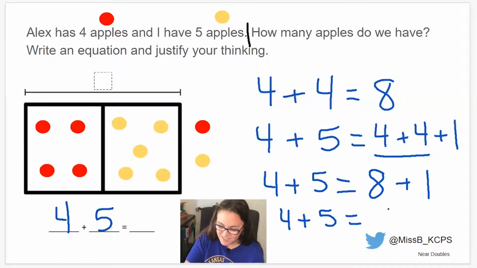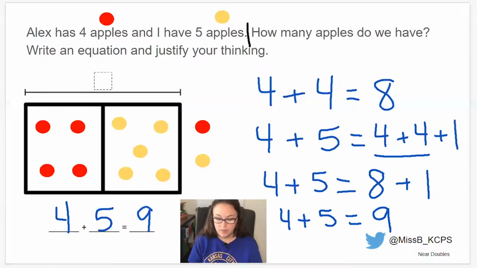That's right, 8 plus 1 is 9. So now I know that 4 plus 5 equals 9. And I used the near doubles facts to get to my answer. Let's go back to our equation underneath our model. The equation here says 4 plus 5 equals 9. And we can justify our thinking both with our model, where we could count the total of counters, or with our comparison on the right side.